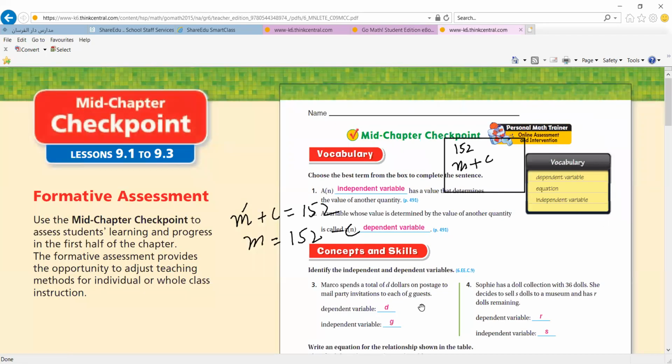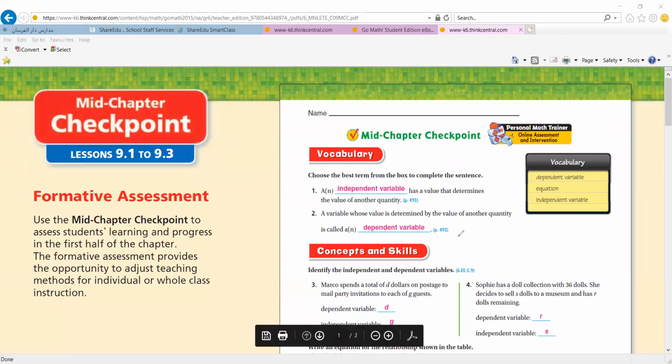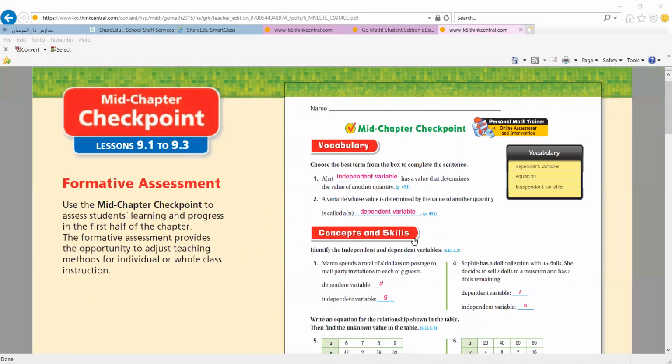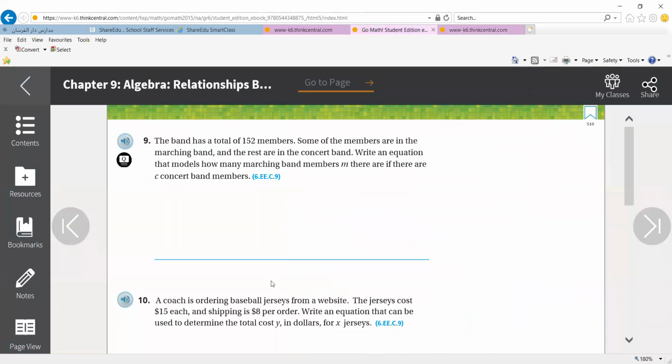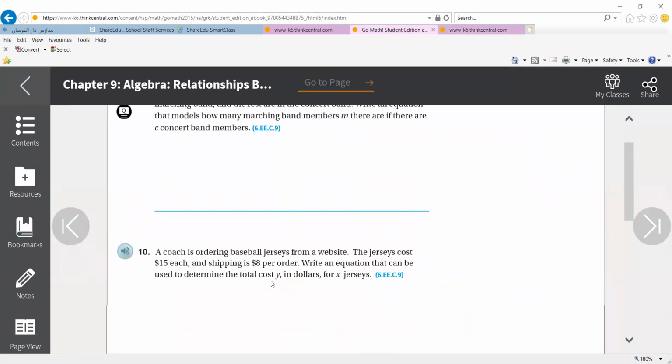Write down the equation. Wait a minute, let me just erase this and go to another page. M, marching band, plus concert band, equals how much? That is 152. So marching band will be 152 minus C, whatever C denotes.